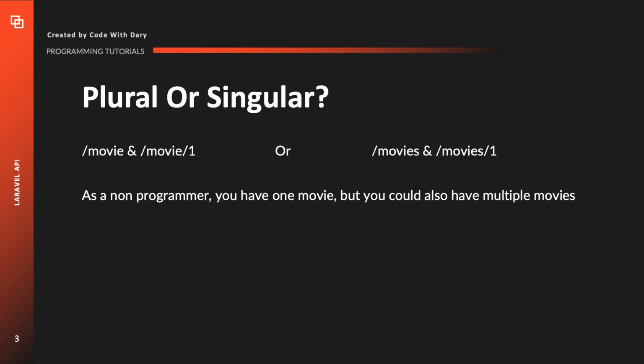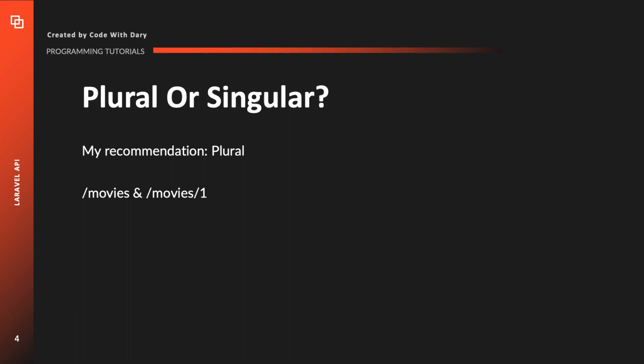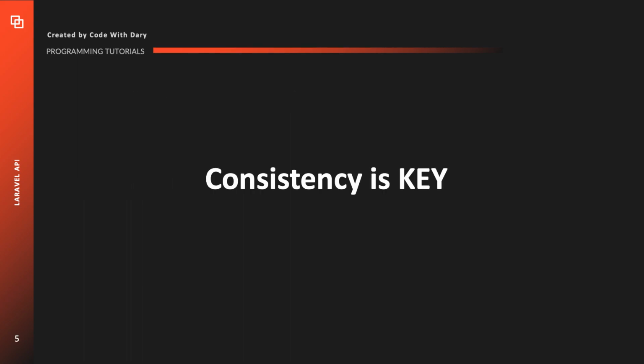If you look at it as a non-programmer, you have one movie, but you could also have multiple movies. Now, what I recommend you to do is to keep it consistent. And my recommendation is to use plural. So in our case, it's /movies and it's /movies/1. In this case, and most cases in programming, consistency is key.